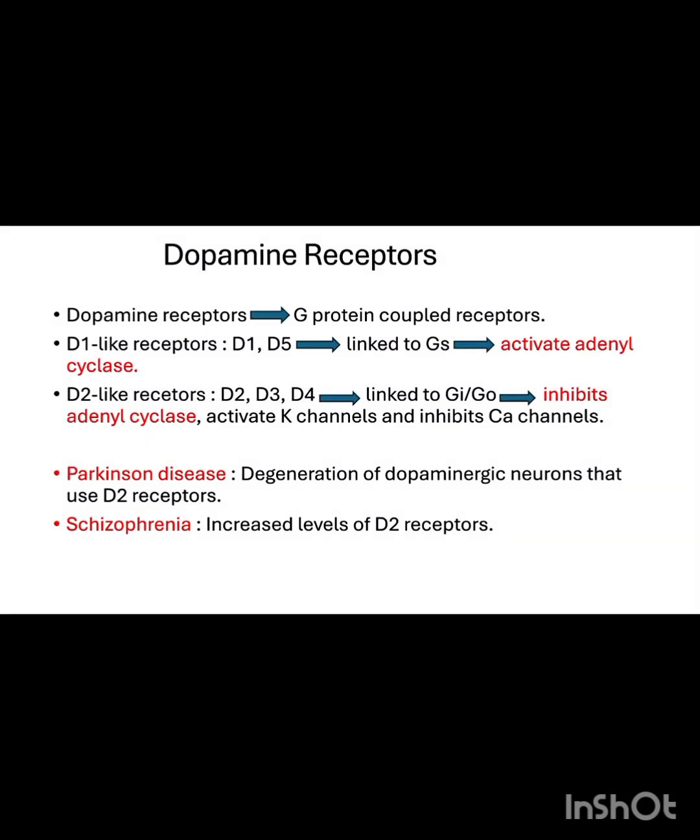These dopamine receptors are of two types. We have D1-like receptors, which include D1 and D5, and they are linked to the G protein that is stimulatory in action, the GS protein. This will activate adenyl cyclase, resulting in an increased concentration of cyclic AMP. And we also have the D2-like receptors, which include D2, D3, and D4, and they are linked to the G protein that is inhibitory in action, the GI protein.